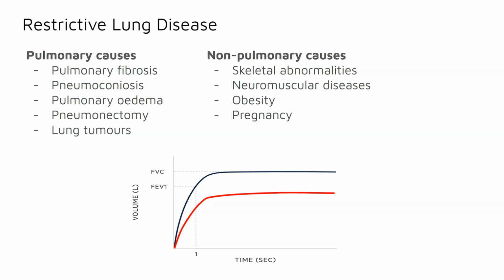And we can see this quite easily on the graph, and you might be able to see this on problems that I have for you in the future. But really, it is just a reduced vital capacity that leads to a reduced FEV1 as well.